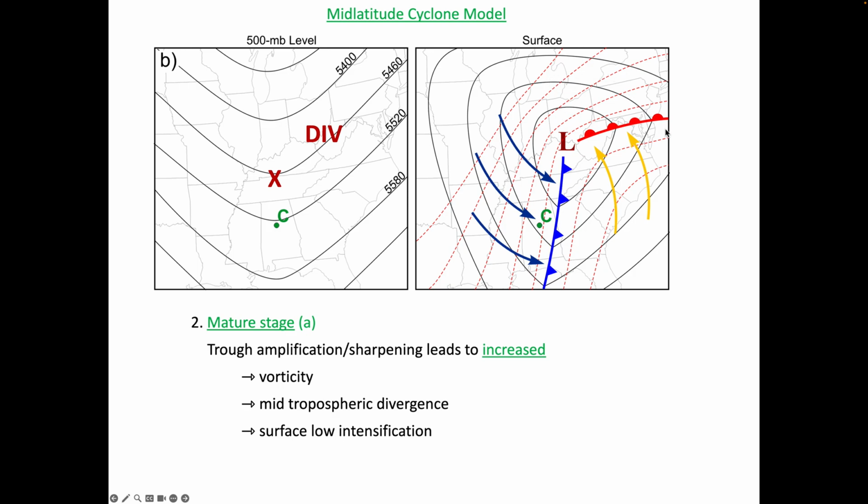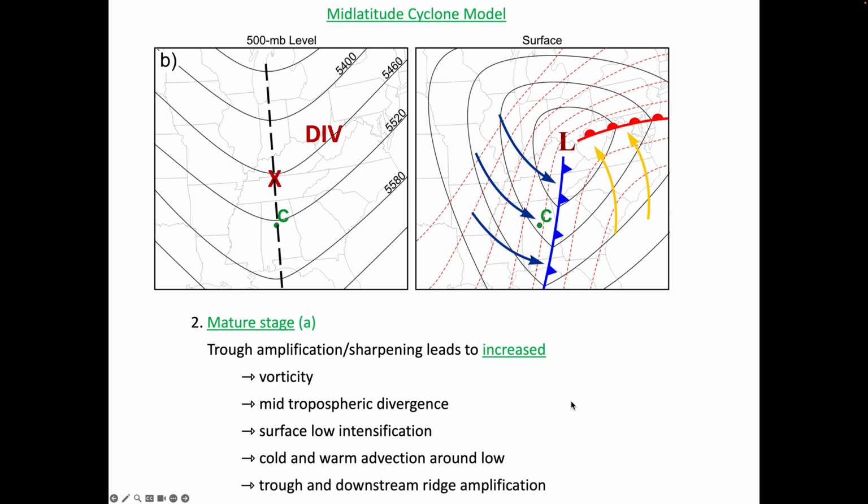And you'll also see that we have a larger number of isotherms that begin to pack themselves along this low pressure area, with them packing just to the north of the warm front and just behind the cold front. So warm and cold advection around the low also increase in magnitude. And this increase in advection of temperature to the west, behind the cold front and ahead of the warm front, continues to just lead to amplification of our ridges and troughs.